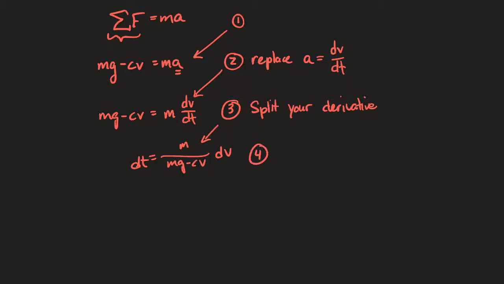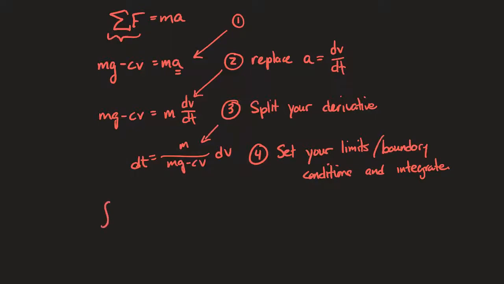Step 4, set your limits. Boundary conditions. And integrate. So, usually your boundary conditions will be pretty easy to deal with. It's almost always for time going to be from 0 to some point in time. And almost always for the velocity, it's going to be an initial velocity and a final velocity. We dropped the coffee filter, which is why our initial velocity was 0. Don't assume it's always 0. Sometimes your system is slowing down. So, step 5, though, is compute your integral.